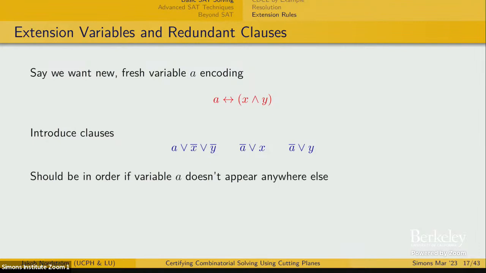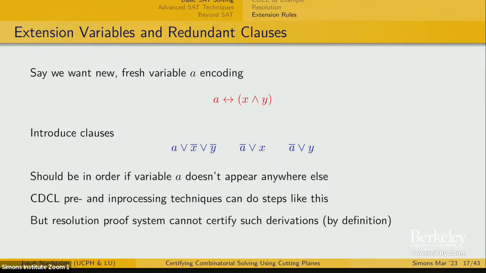So if we should be able to do proof logging for SAT solvers, then we need a rule that supports something like this. And it's clear that resolution can't just do it, for fundamental reasons. Resolution can only derive implied clauses, and these clauses are not implied. But of course, we know that the extended resolution proof system can do this.